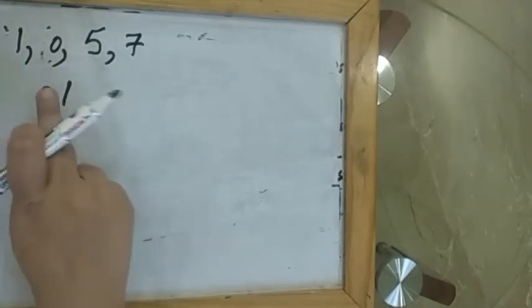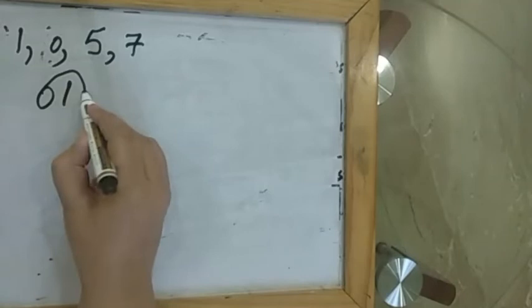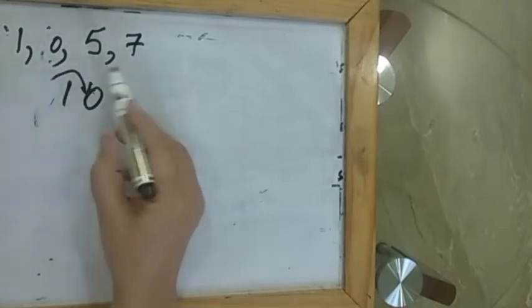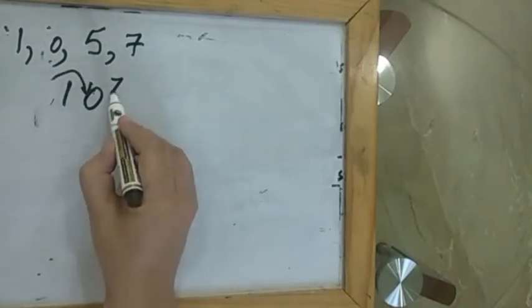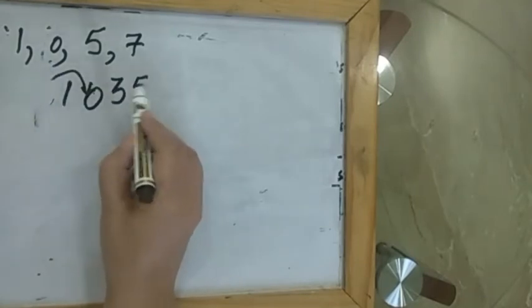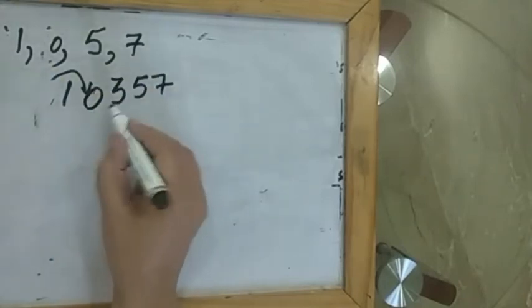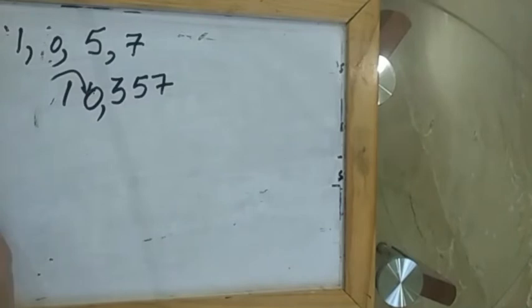So I will shift this 0 after 1. So this will become 1, 0, and then the next smallest digits 3, 5 and 7. So using these digits, the smallest number that I can form is 10,357.